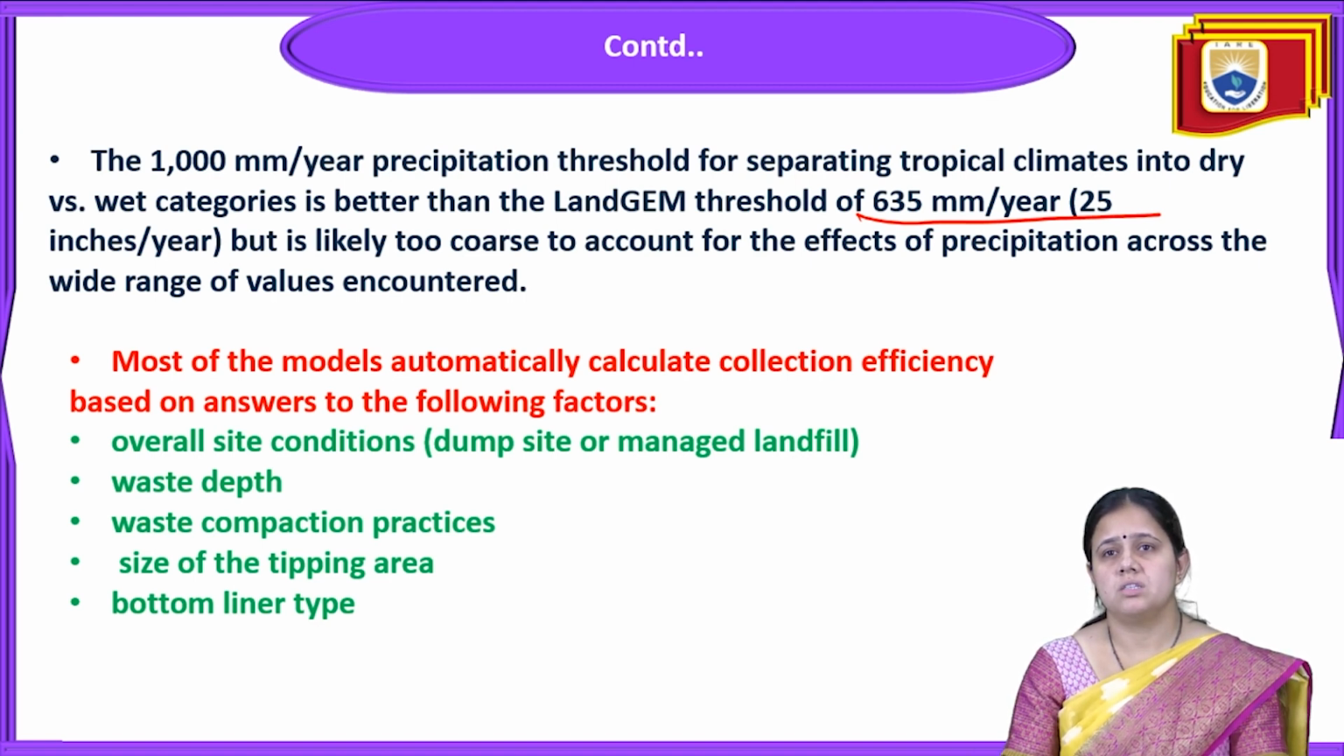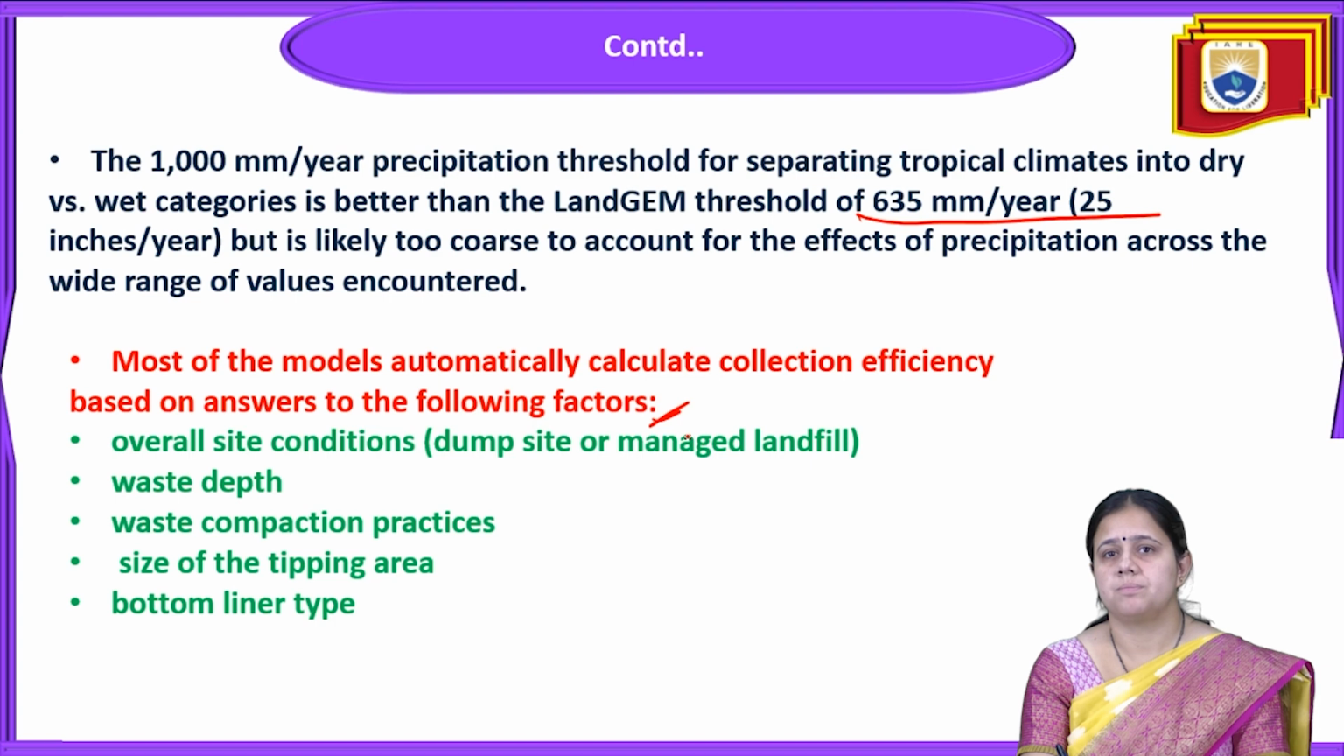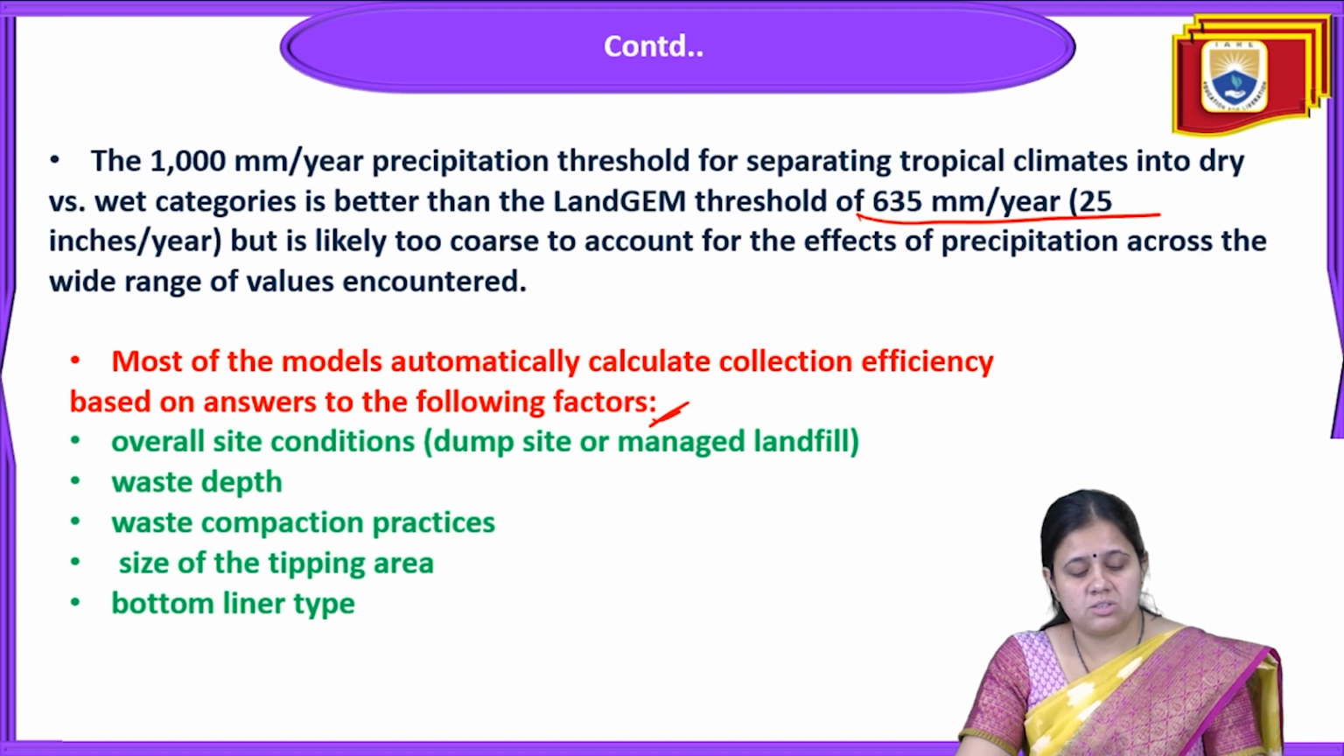So most models automatically calculate collection efficiency based on the answers to the following factors. First is the overall site condition, like dump site or managed landfill site. Waste depth, waste compaction practices, size of the tipping area, and bottom liner type.